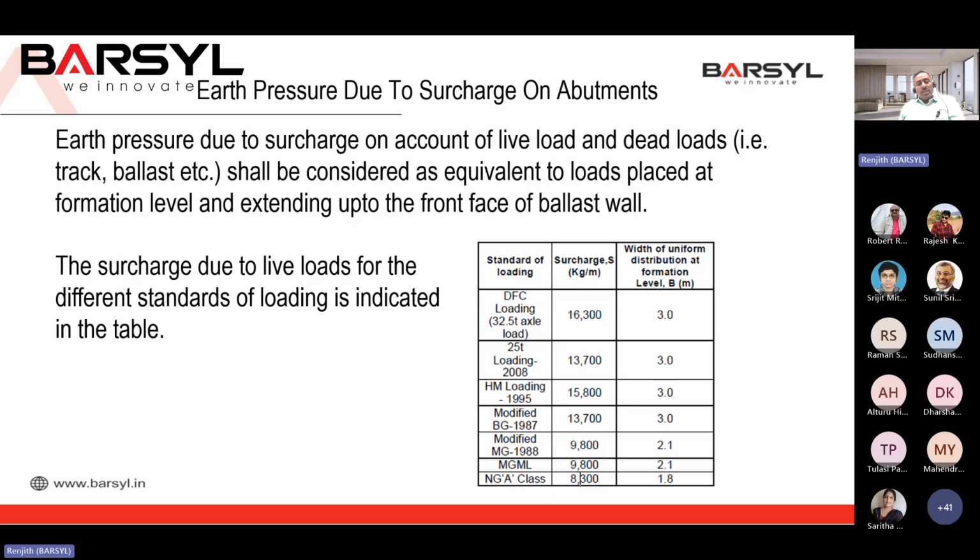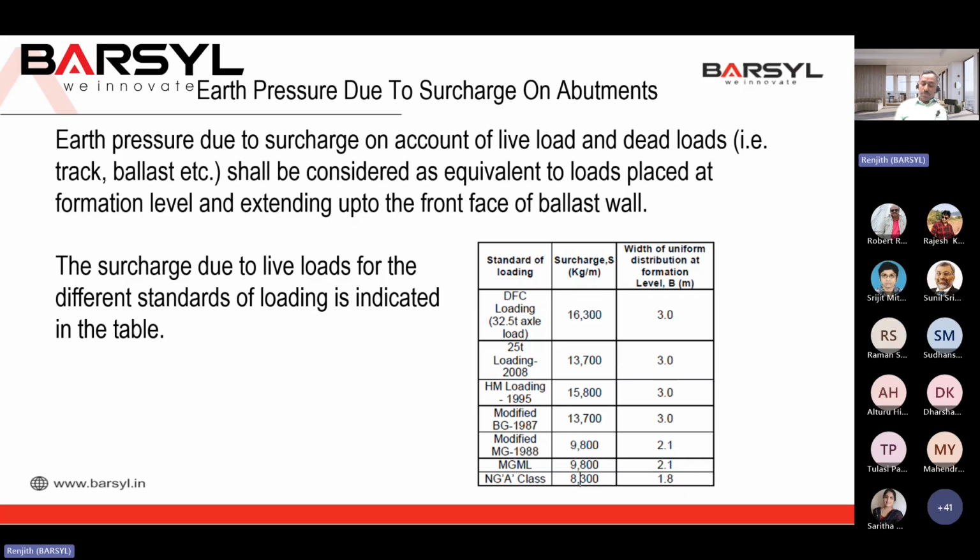For DFC loading, it is 16.3 ton per meter cube, and for 25 ton, it is 13.7 ton per meter, and the width it is acting is 3 meters. So this is directly from the IRS substructure code. It is clearly mentioned in the code how much you have to add in addition to the earth pressure we have calculated. So on top of the earth pressure, surcharge is coming.